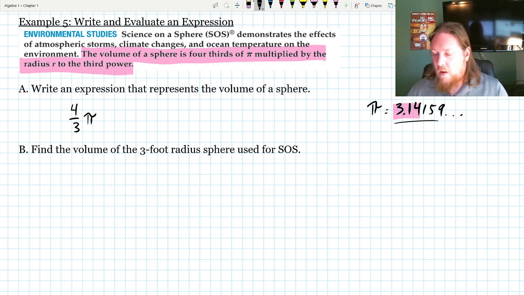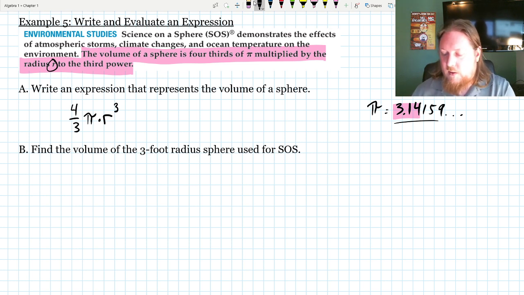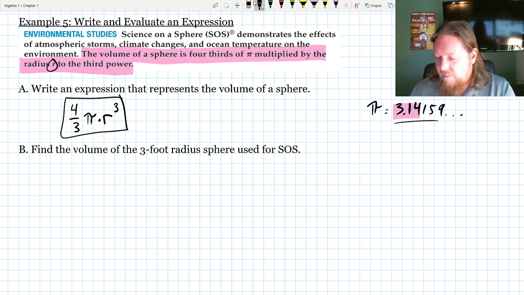All right. Multiplied by the radius r. Ooh, it gives me that variable r there. Multiplied by the radius r to the third power. So there is my volume, written in an expression. You might have already known that one too, but it's good to practice translating the written version to the algebraic version. So we've taken care of that. There's our answer there.